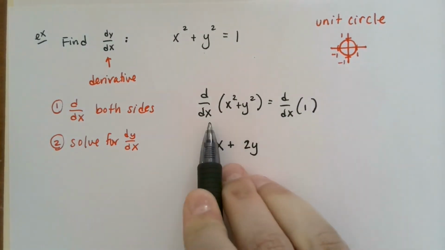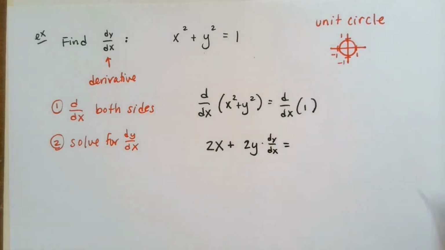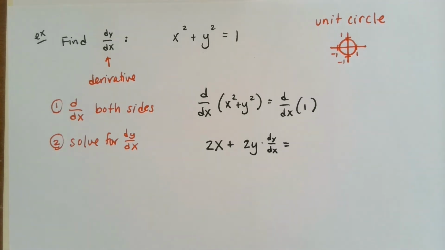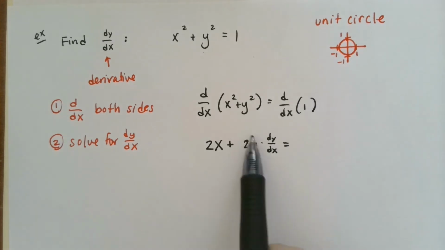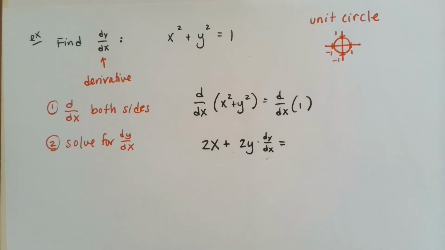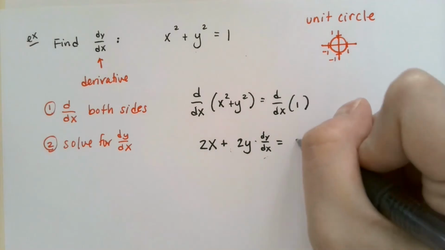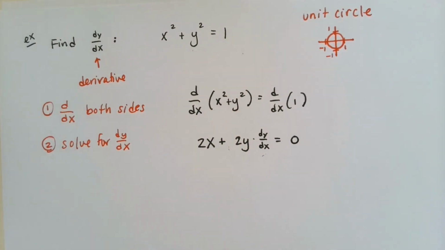But because this is with respect to x, I'm going to throw in a times dy dx at the end of that derivative. Technically what we're doing is using the chain rule here, but you may find it easier to think of it as a regular derivative with a y in it, and then there's always just a times dy dx at the end if y was the variable. Okay, and then the derivative of 1 is 0 because it's a constant. So we have 2x plus 2y dy dx equals 0. All right, so I've officially accomplished step 1 here. I've taken the derivative of both sides. And now what I need to do is solve for dy dx.